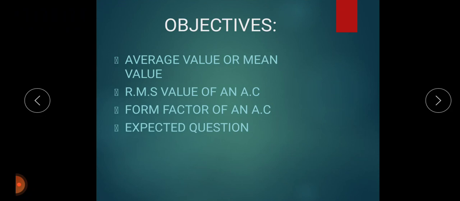Before going into this session, let us go through what we already studied in the previous session. In the previous session, we studied the definition of alternating current, how alternating current differs from direct current, some advantages of alternating current over direct current, and the graphical representation of alternating current along with its expression in terms of current and voltage.